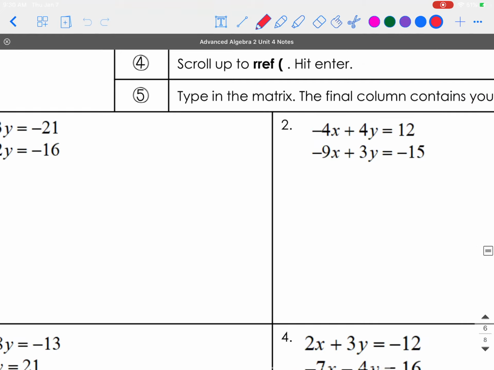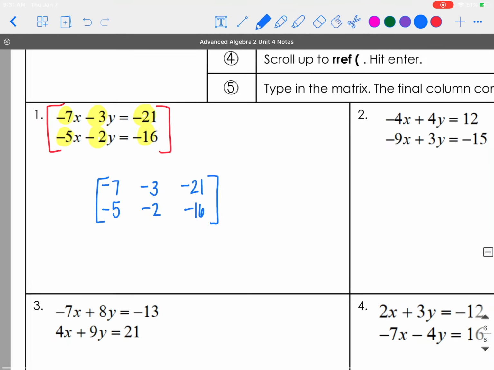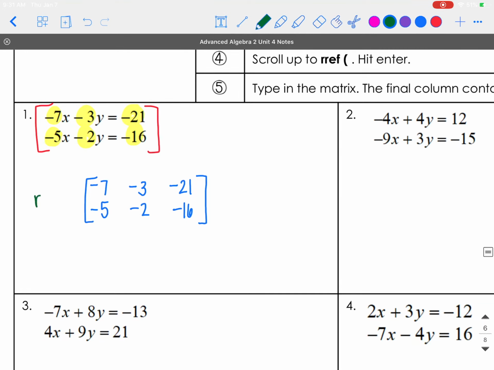And so what we're going to do is we're going to turn this into a matrix. And so it's going to be a 2 by 3 matrix. We're going to pull out all of these numbers and just put them in a matrix. So we have the matrix -7, -3, -21, -5, -2, and -16. And in your calculator, there is an RREF button, which has to be put first.